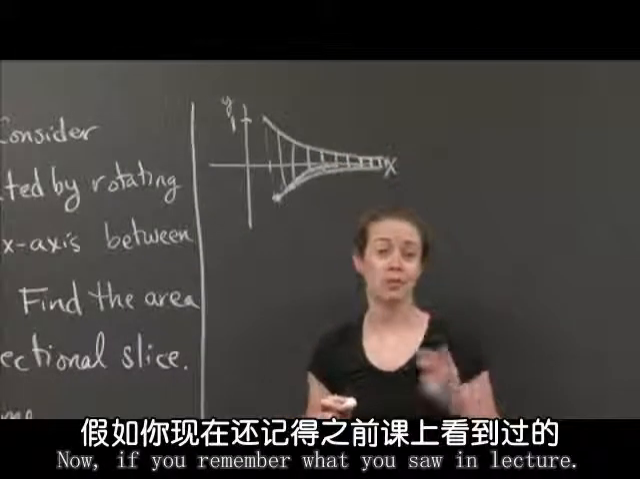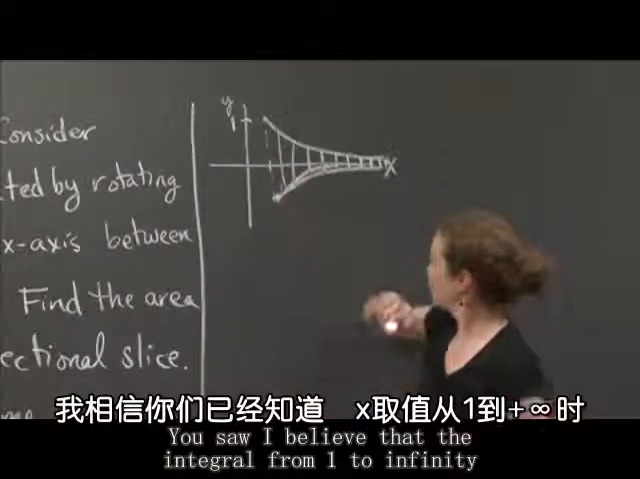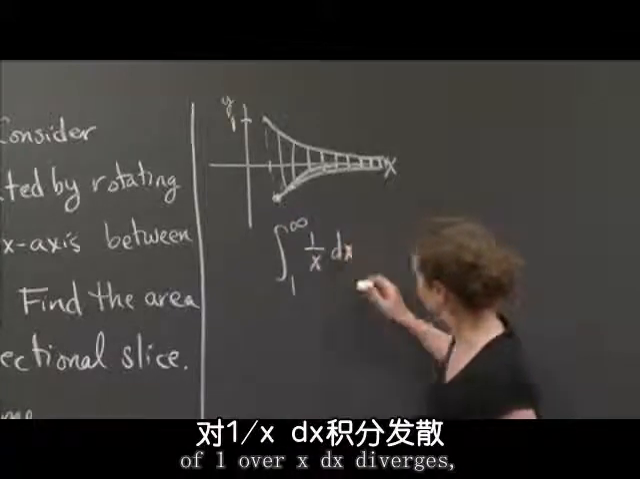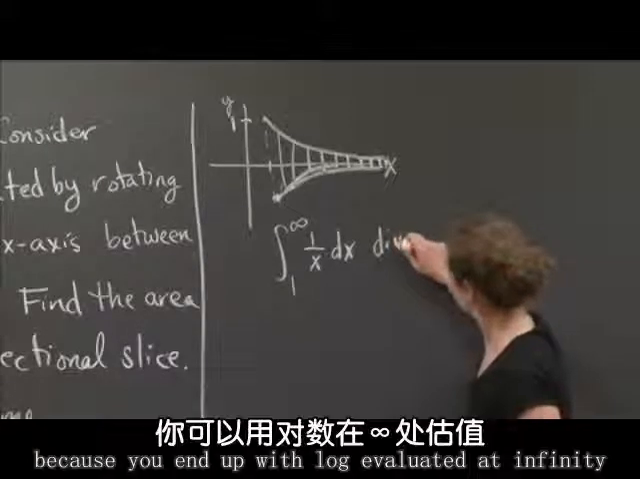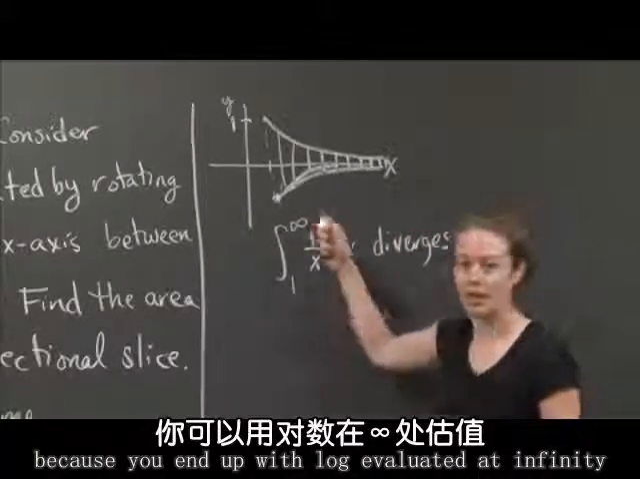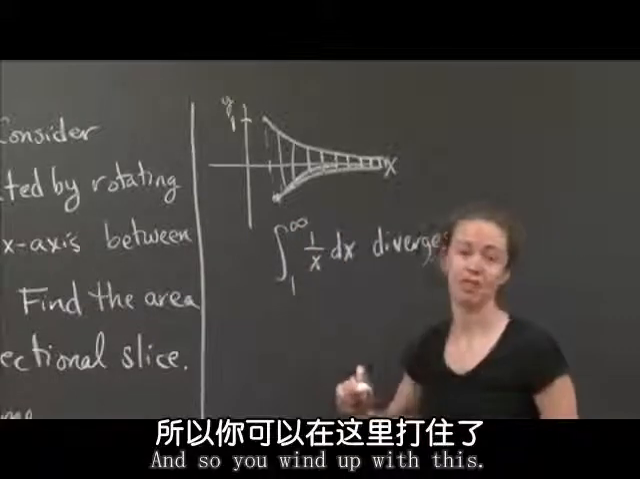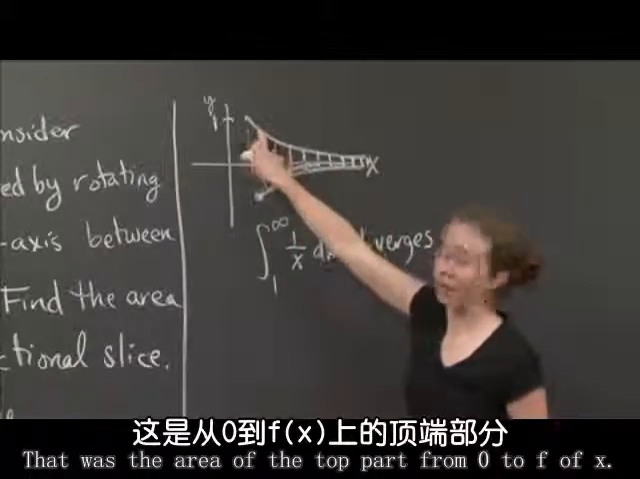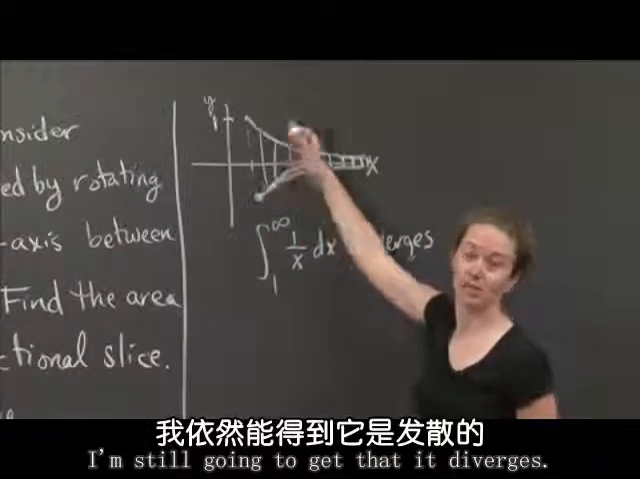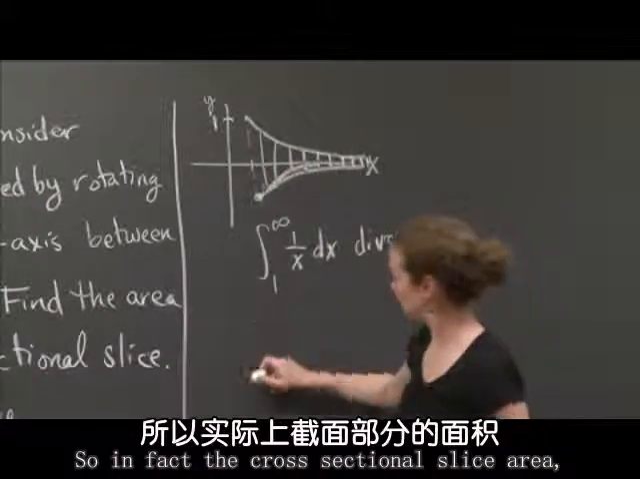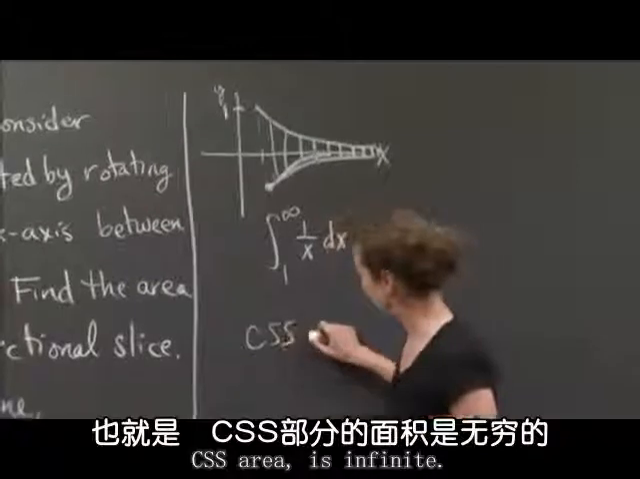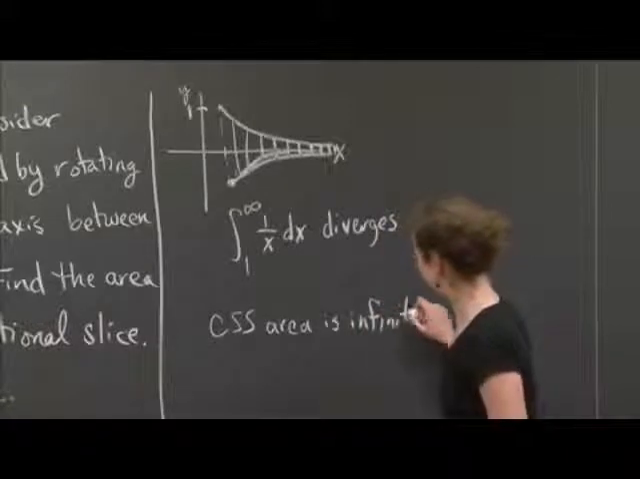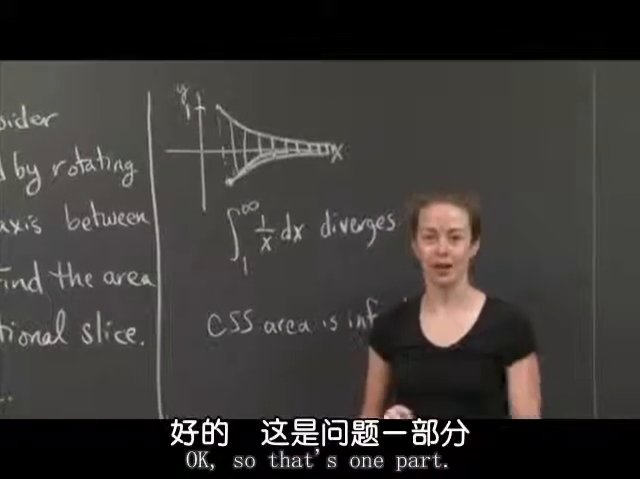Now, if you remember what you saw in lecture, the integral from 1 to infinity of 1 over x dx diverges, because you end up with log evaluated at infinity, and that is infinite. This was the area of the top part from 0 to f of x. So of course, if I double that, I'm still going to get that it diverges. So in fact, the cross-sectional slice area, CSS area, is infinite. Okay, so that's one part.